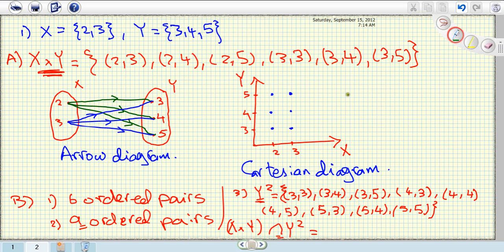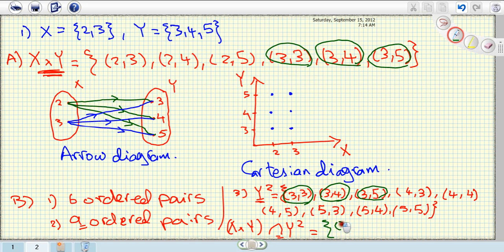The first common one I can check is 3 and 5 here in the Cartesian product of x and y, and we have another 3 and 5 here. What else? Yes, 3 and 4, and we have here also 3 and 4. Yes, we have also here 3 and 3, and here is 3 and 3. So the common ordered pairs of the Cartesian product of x and y2 will be 3 and 3, 3 and 4, and 3 and 5.